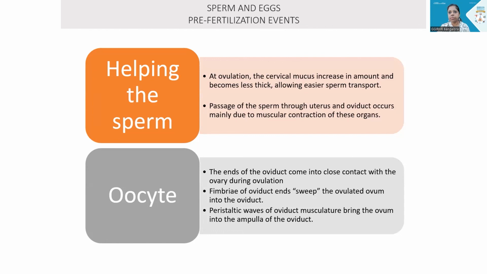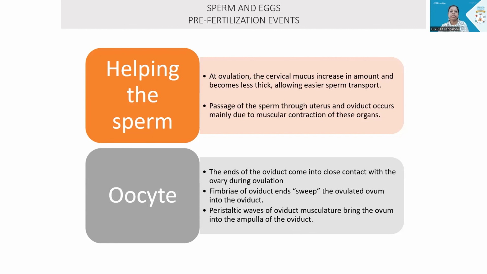This passage of the sperm through the uterus and oviduct occurs mainly due to muscular contractions of the uterus and the oviduct, and thus it gets stored in the fallopian tube at the ampullar region. The end of the oviduct comes into close contact with the ovary during ovulation. Fimbria of oviduct ends sweep the ovulated ovum into the oviduct. The peristaltic waves of the oviduct musculature bring the ovum into the ampulla of the oviduct.